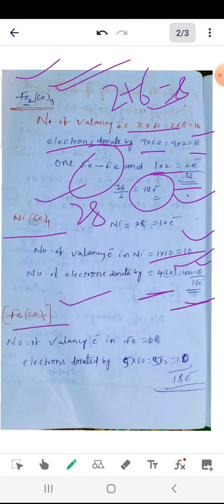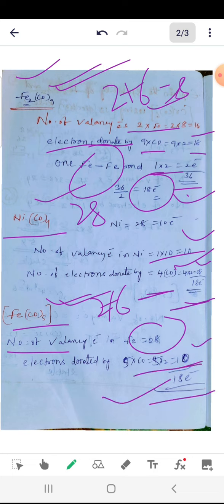Next one is pentacarbonyl iron. The metal atom has 8 electrons. Already we observed iron is 26, that is 2 plus 6, 8 electrons. Carbonyl 5 means 5 into 2, 10 electrons. This is also a total of 18 electrons. So like that you have to find out the stability of a compound by using the 18 electron rule. Okay, 18 or 36 or 54. So if the total number of electrons works out like this, that compound is automatically stable.